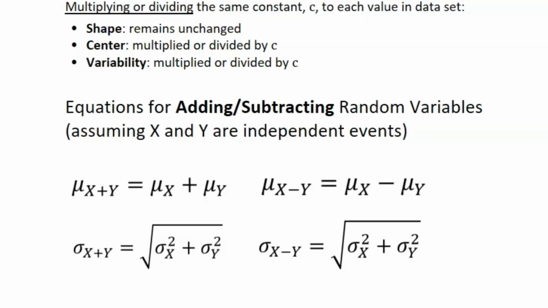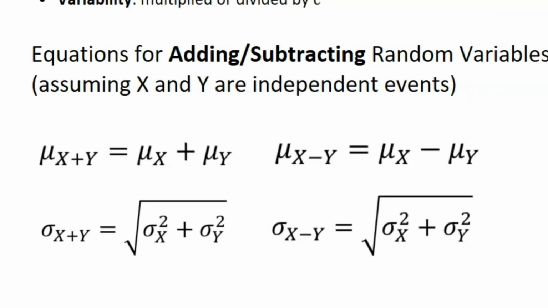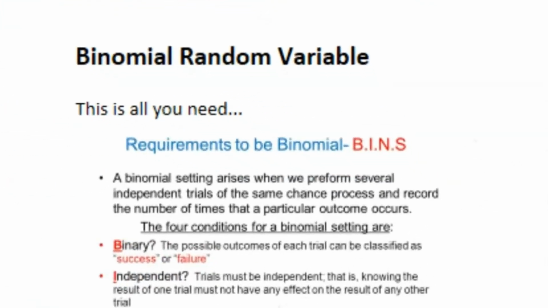All right, so here are a couple more equations you need to know when you are adding or subtracting random variables, assuming that events X and Y are independent. You see we have the equation for finding the mean and standard deviation of X plus Y and X minus Y respectively. So make sure you have these equations down.